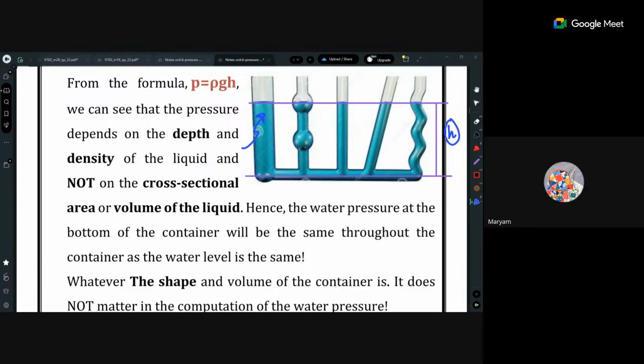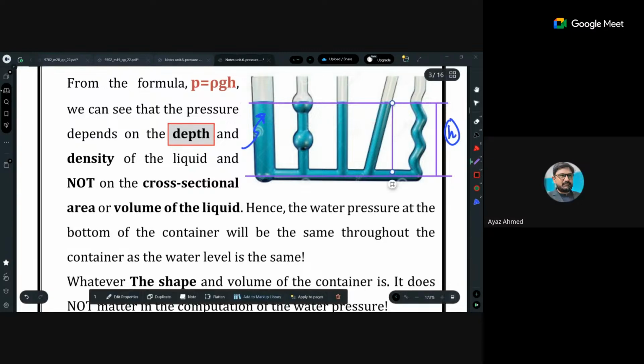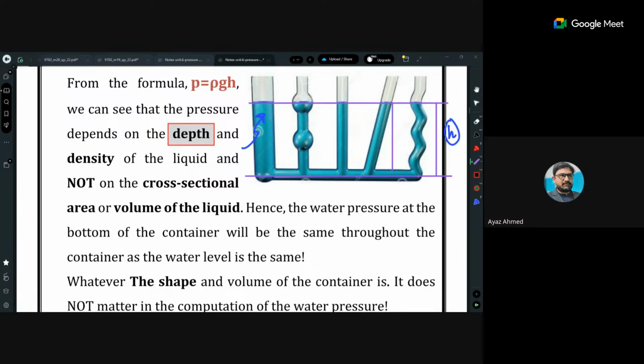Yes, sir. But sir, how is the vertical length the same? I mean, the last beaker in this example is curved. If you straighten it, for example... No, you're not going to straighten it. Whatever the angle is, what is the vertical height from the top of the liquid to the bottom? That is the height which determines the pressure. Are you getting it? So the shape does not matter.